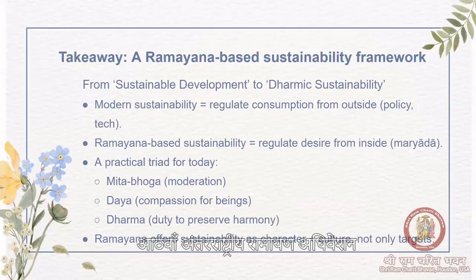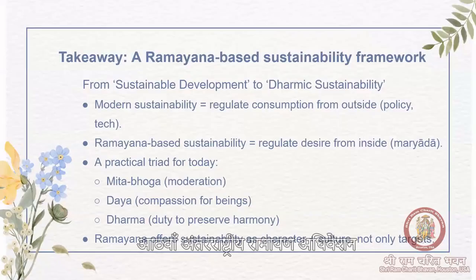Now, the Ramayana-based sustainability framework. If we try to move from sustainable development to dharmic sustainability and create a new model, what is modern sustainability? It regulates consumption from outside through policy and technology. Ramayana-based sustainability regulates desire from inside.